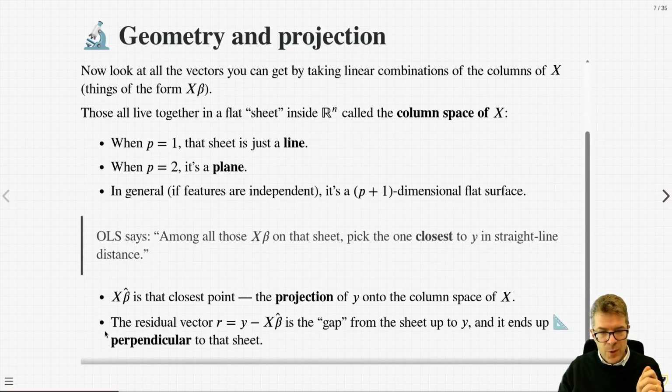If we choose a value of beta hat which minimizes the distance between the true values y and the predictions X times beta, then this is basically a projection of y onto the column space of X, onto this hyperplane, which we define as the space of all possible predictions, X times beta. And the line connecting the true values y to the predictions X times beta is called the residual. It's going to be perpendicular to the sheet.